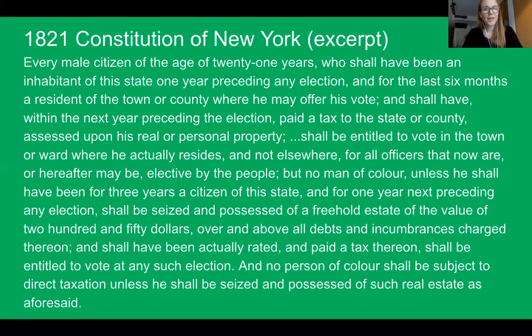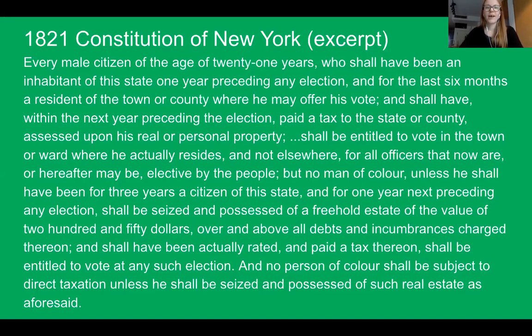But no man of color, unless he shall have been for 3 years a citizen of this state, and for 1 year next preceding any election, shall be seized and possessed of a freehold estate of the value of $250 over and above all debts and encumbrances charged thereon, and shall have been actually rated and paid a tax thereon, shall be entitled to vote at any such election. And no person of color shall be subject to direct taxation unless he shall be seized and possessed of such real estate as aforesaid.